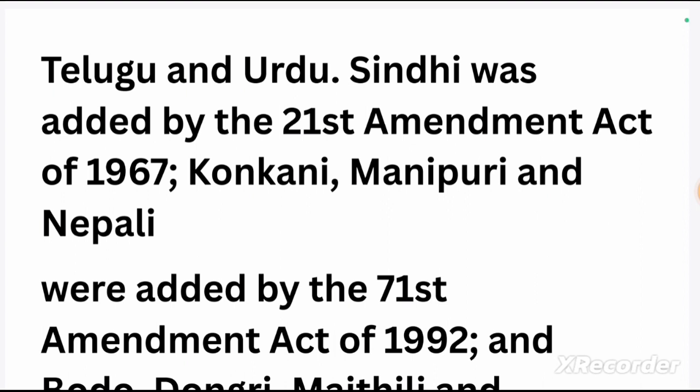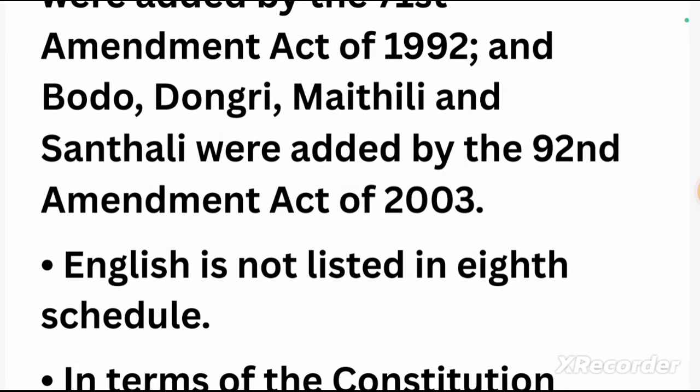Sindhi was added by the 21st Amendment Act of 1967. Konkani, Manipuri and Nepali were added by the 71st Amendment Act of 1992. Bodo, Dogri, Maithili and Santhali were added by the 92nd Amendment Act of 2003. English is not listed in the 8th Schedule.